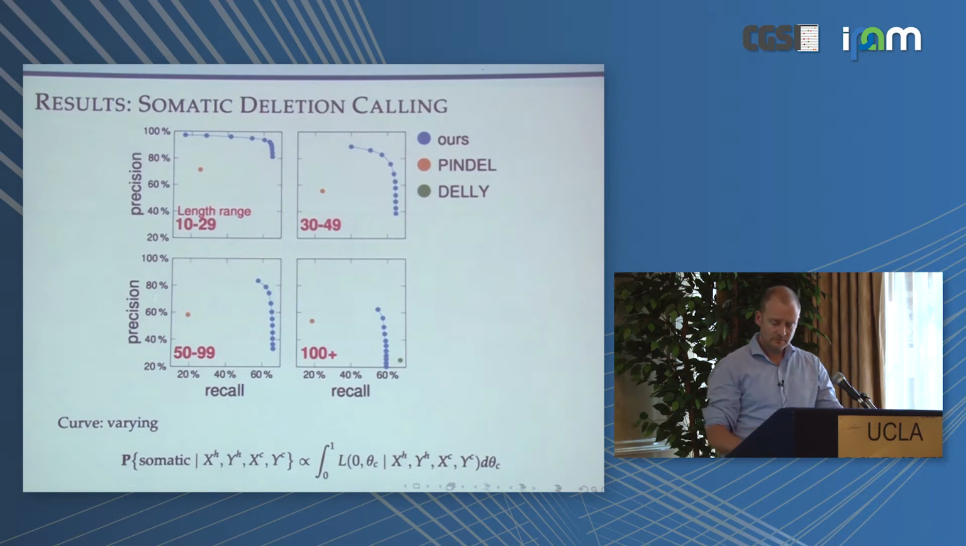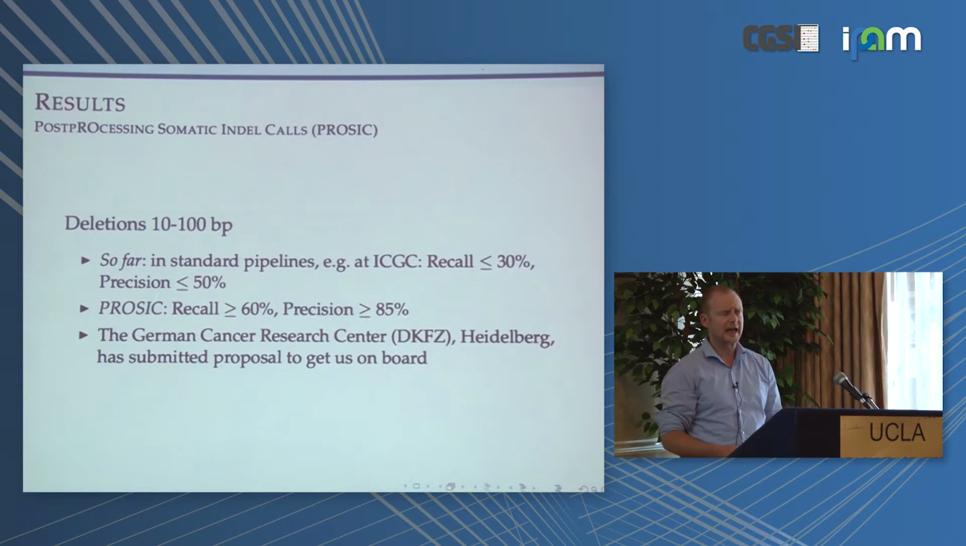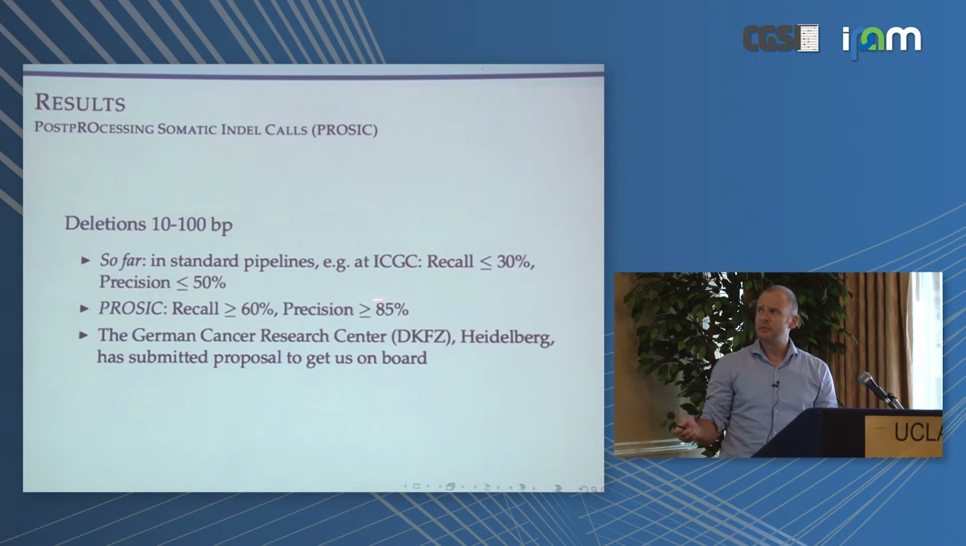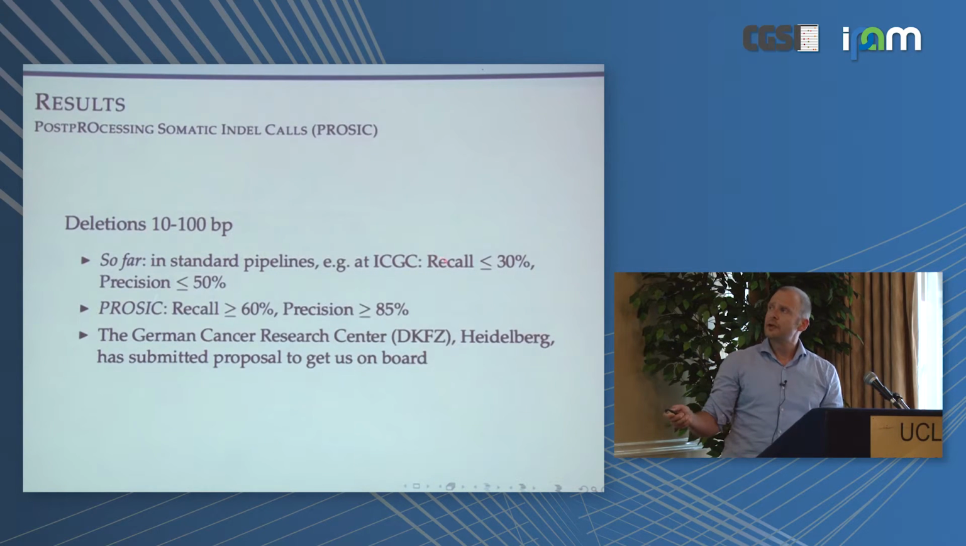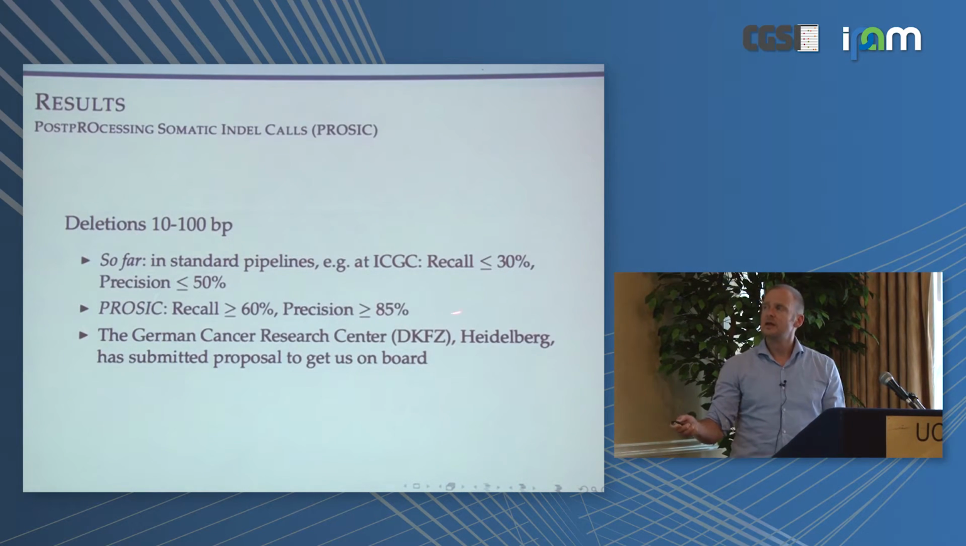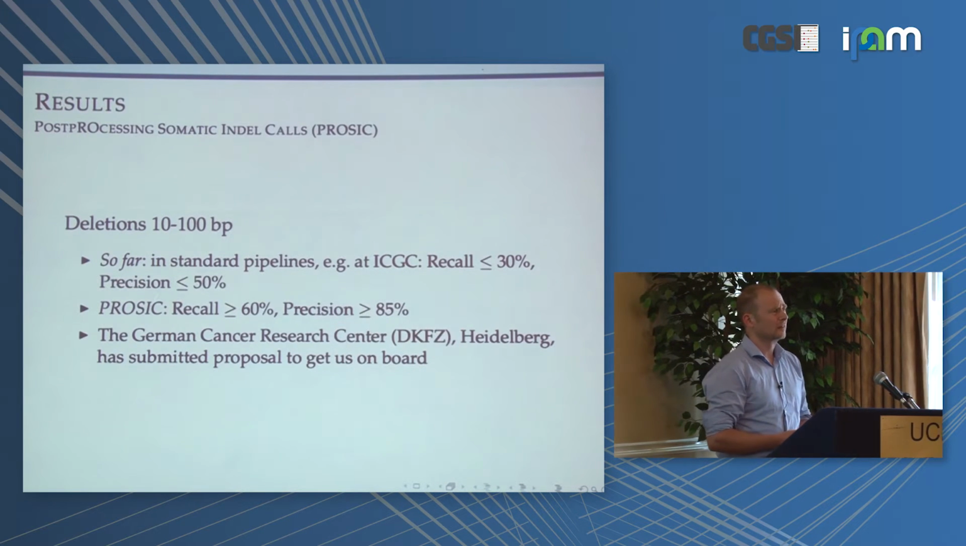You can also compare it with standard pipelines in action at the ICGC, for example. They have recall of at most 30% for the whole range of 10 to 100. They don't have any twilight zone indels. And in the lower regions, 10 to 30, they have recall of at most 30% and precision of at most 50%. So somatic indel discovery is still in its infancy, I say.